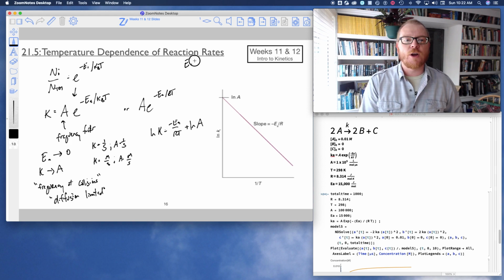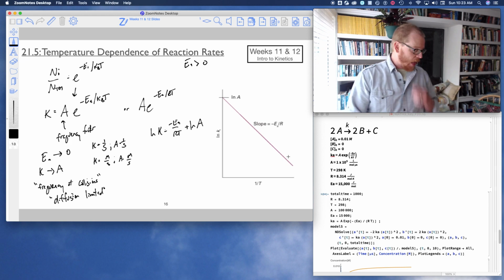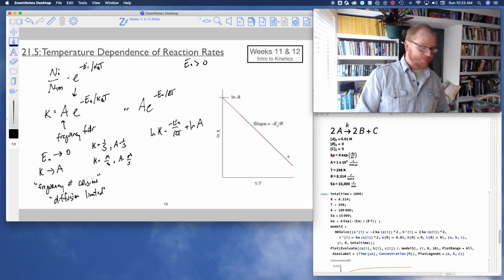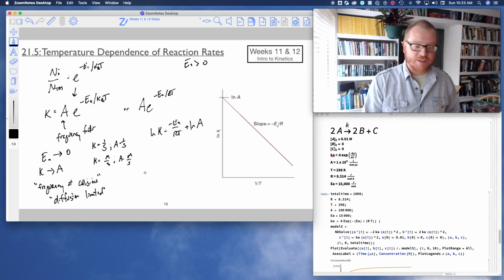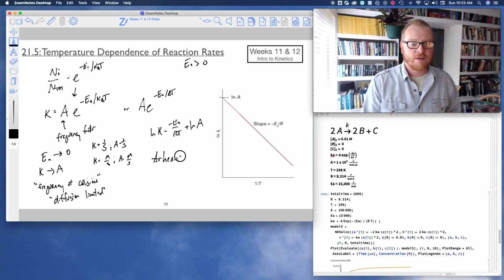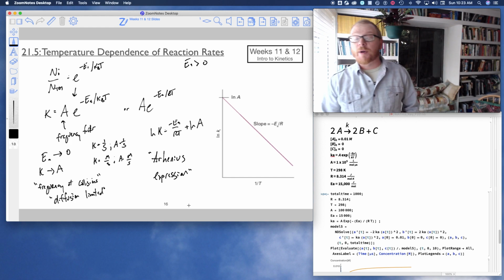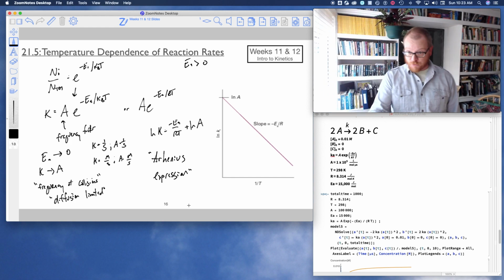And it's important to note that EA is always positive, so whether we have an endothermic or exothermic reaction, we'll always see this in our expression. Which, by the way, we call the Arrhenius expression, or the Arrhenius equation. And believe it or not, Svante Arrhenius was the very first Nobel Prize winner in chemistry for this work.